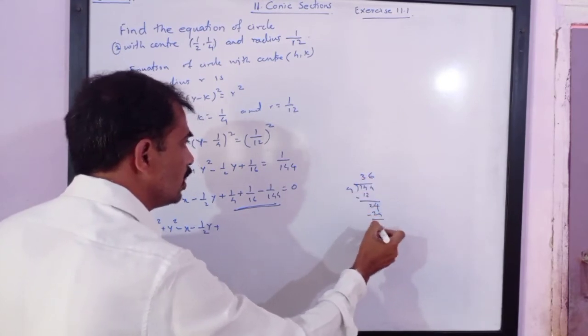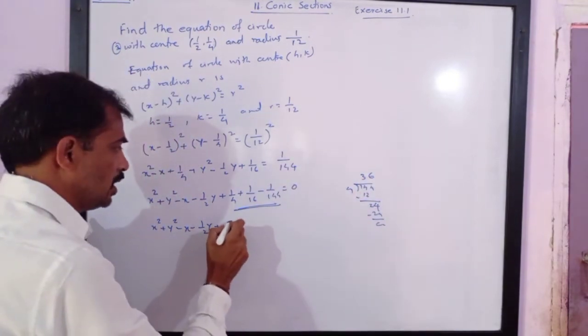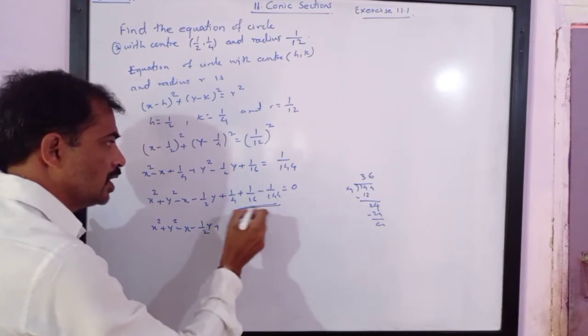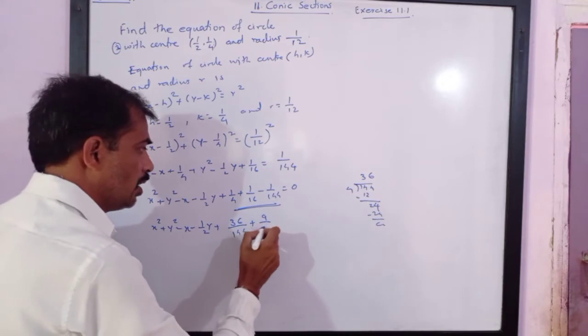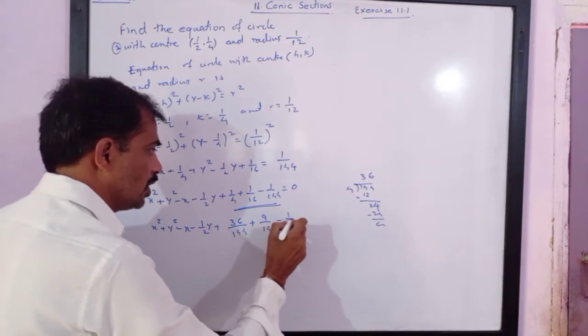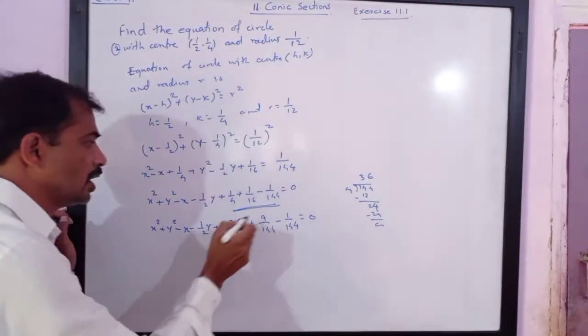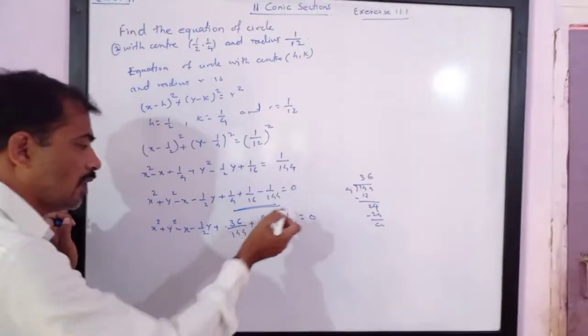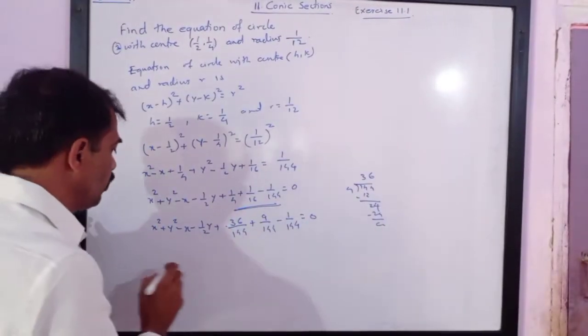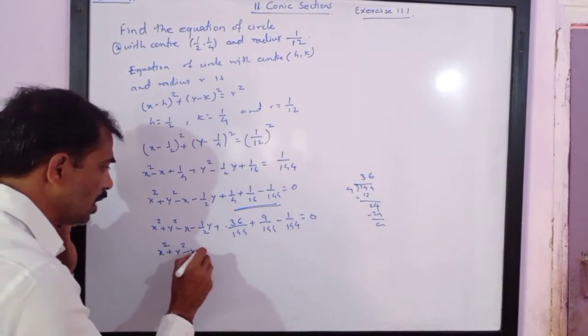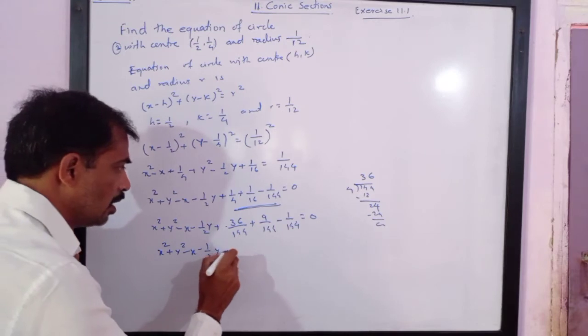So you will get this plus 36 upon 144 plus 9 upon 144 minus 1 upon 144 is equal to 0. So this will be 36 plus 9 is 45, 45 minus 1 is 44. It means it will be x square plus y square minus x minus 1 upon 2 y.